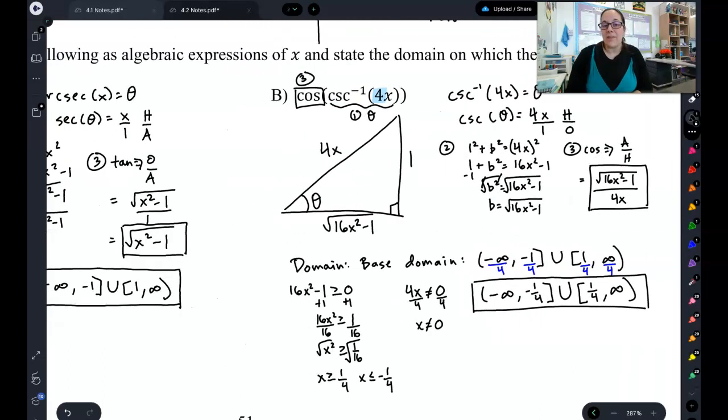And that should be everything for your secant and cosecant. We are officially done with inverse functions. We've done all 6 of them. And in the last 2 lessons for this chapter, we're going to be using the inverse functions and everything we've learned to solve some trig equations. I'll see you there.